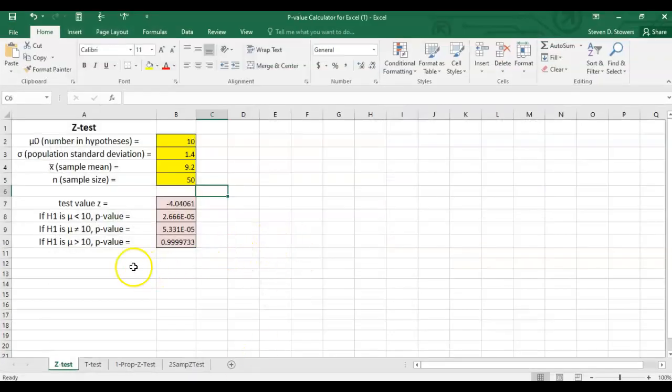On that Excel spreadsheet we were looking at, it gives 3 possibilities for the p-value depending on what our alternative hypothesis looks like. Remember, we said that H1 was mu does not equal 10. And so it tells us that in that case, the p-value is 5.331 e negative 0.05. So again, that's the scientific notation. It means that really small number, 0.000533, and so on.